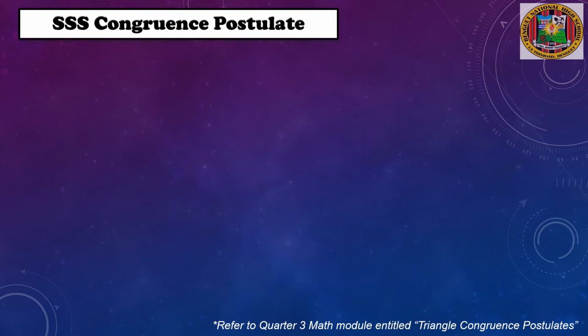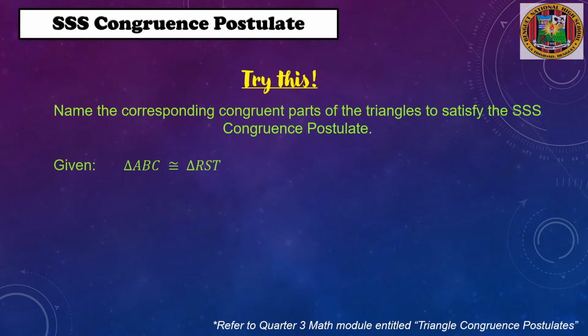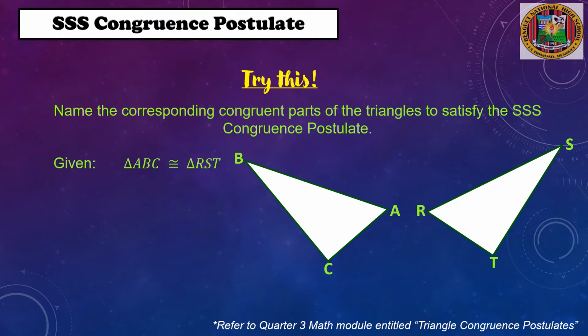Refer to your Quarter 3 math module entitled Triangle Congruence Postulates for this example. Let us name the corresponding congruent parts that will satisfy the SSS Congruence Postulate to prove that triangle ABC is congruent to triangle RST. To begin, let us observe.